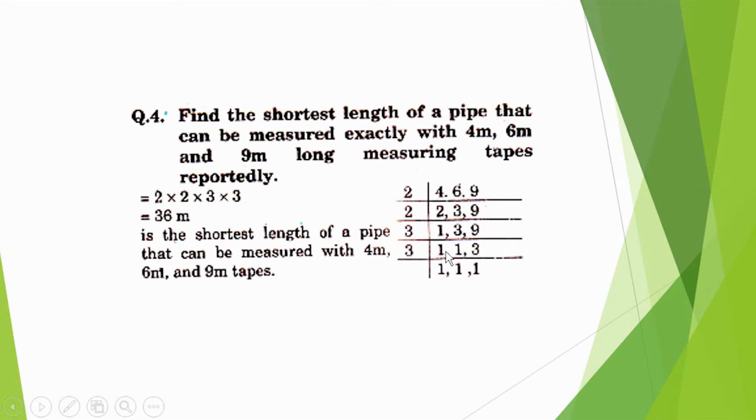Find the shortest length of a pipe that can be measured exactly with 4, 6 and 9 centimeter long measures. We take the LCM of these values. 2 2s are 4, 2 3s are 6 and 9 comes as it is. 2 1s are 2, 3 comes as it is, 9 comes as it is. 3 1s are 3, 3 3s are 9, now 3 1s are 3. Now we multiply these four values. The answer comes 36 meter.